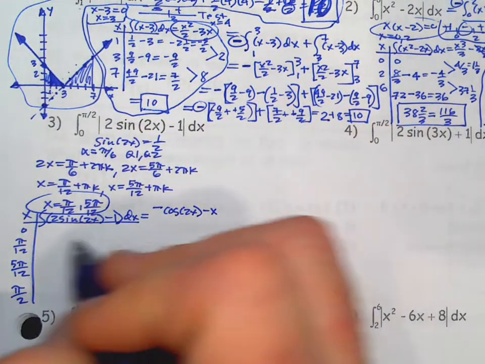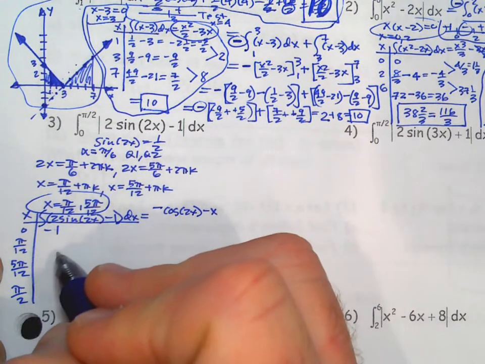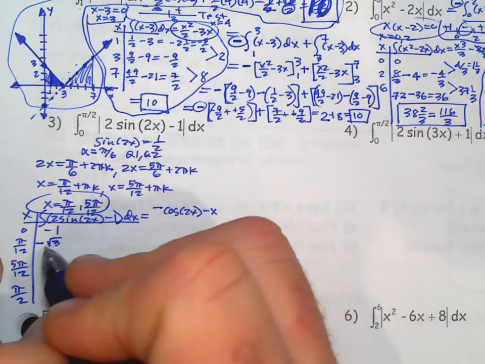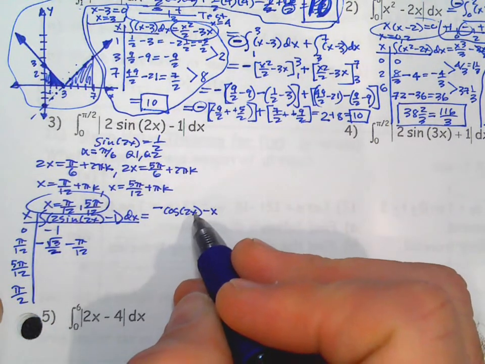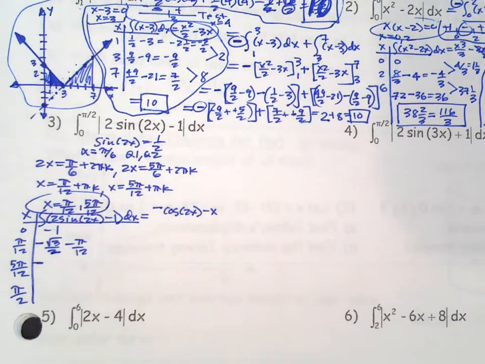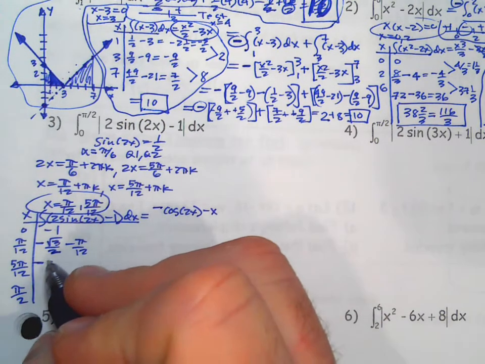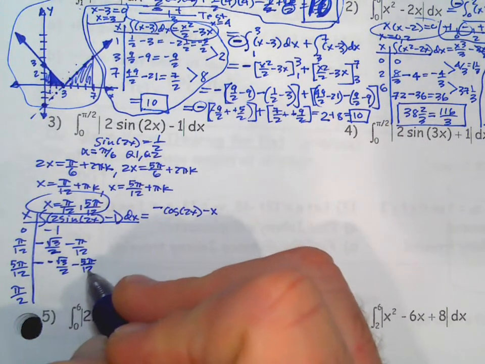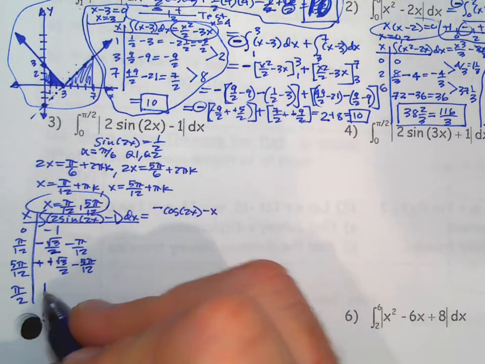So we plug 0 in here. We get cosine 0 is 1, so we get negative 1. Plug pi over 12 in, we get cosine of pi over 6, which is root 3 over 2 minus pi over 12. Plug in 5 pi over 12, we get cosine of 10 pi over 12. 10 pi over 12 would be 5 pi over 6, but it's the second quadrant, so it's negative root 3 over 2. So it becomes a positive. And then pi over 2, cosine of pi is negative 1, so you get positive 1 minus pi over 2.